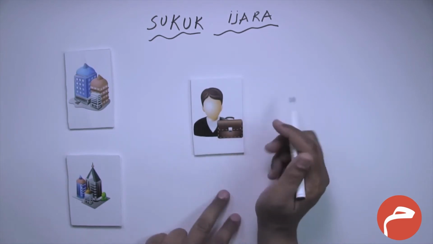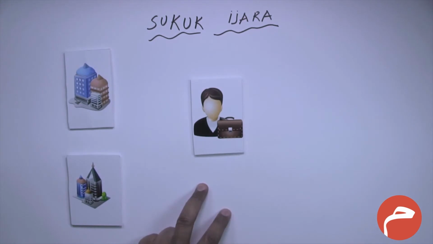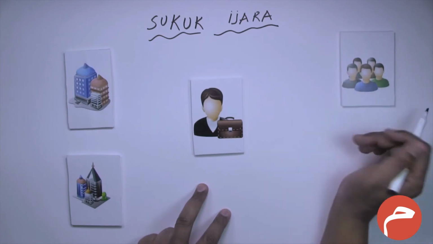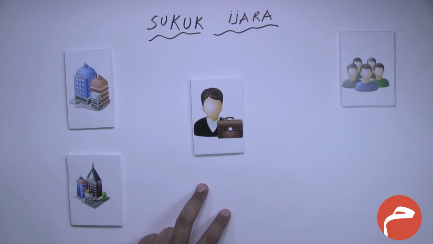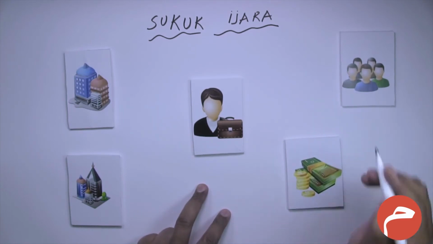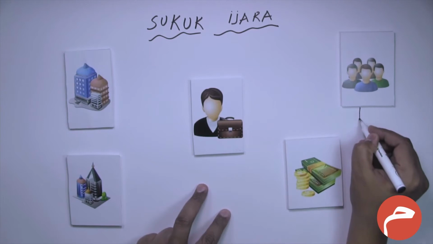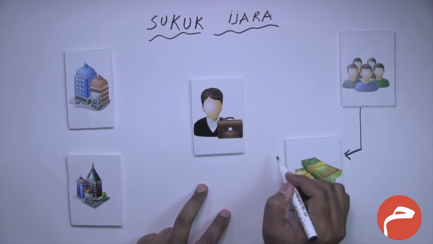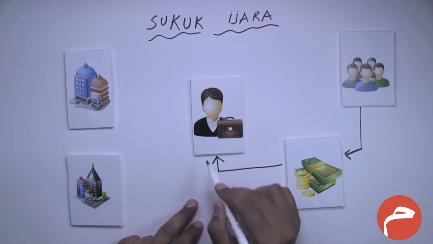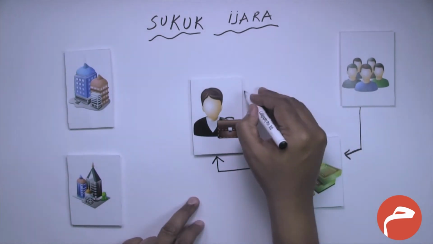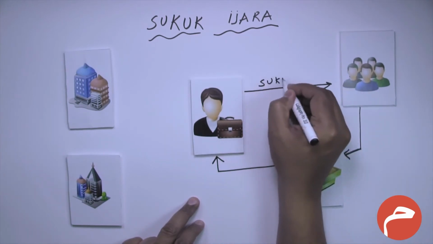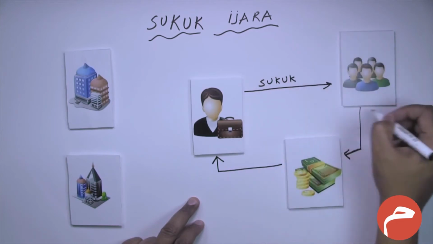Now this SPV will issue a sukuk to whom? To the investors. So these are the investors, and this is, of course, the liquidity of the investors. The investors would give their liquidity to the SPV. In return for the liquidity which the SPV would receive, the SPV would issue sukuk to the investors.